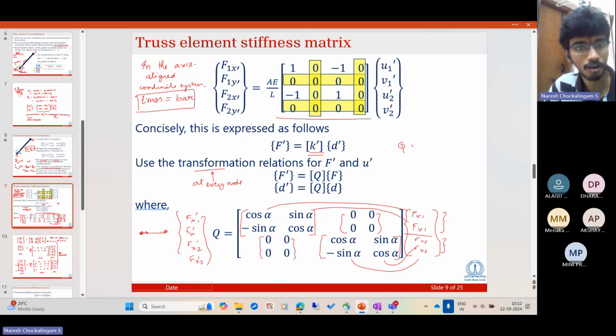So this is the form of Q, right? It's cos sine minus sine cos. It's just repeated in this format. If you have one more node, you just put another one, right? But we are dealing with two noded elements, so we don't need that. In finite elements, you also have three noded elements. You can have as many nodes as we want by increasing the order of interpolation. So there you will have to repeat this transformation matrix along the diagonal as many nodes as we have. So that is fine.